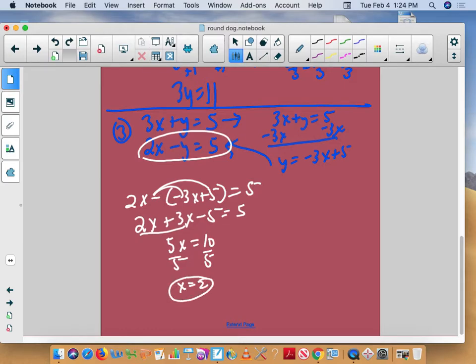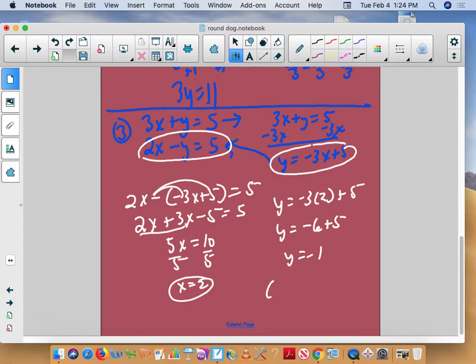And I have to go back somewhere and find y. I can put it right here. y is negative 3x plus 5. I'm going to put in 2. y equals negative 6 plus 5. y is negative 1. So my point is 2, negative 1. And if you check it, it'll fit into both. All right, now questions on this page.